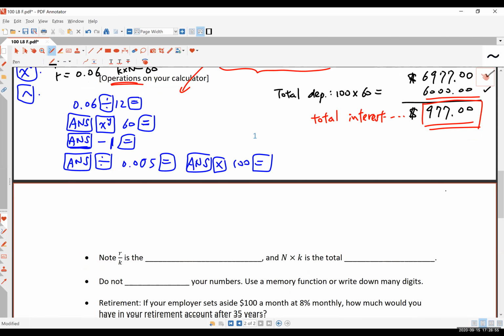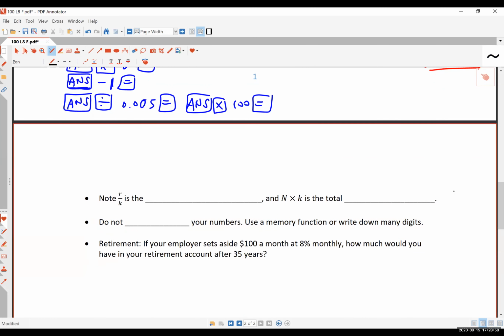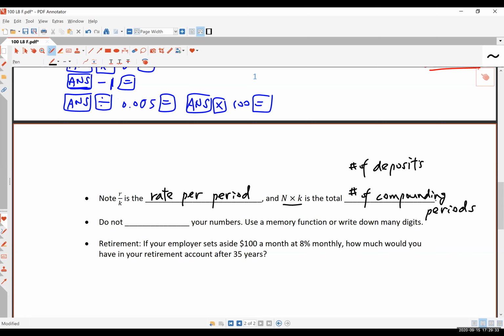Okay, so on the back side, or on page 2, note that R divided by K is the what? Interest rate per period. All right, it's very important for you to remember that, because that comes in the numerator, a part of the numerator, and as the denominator. N times K is the total number of compounding periods. Usually it's a total number of months in your calculations. It's also the total number of payments or total number of deposits in this annuity context.